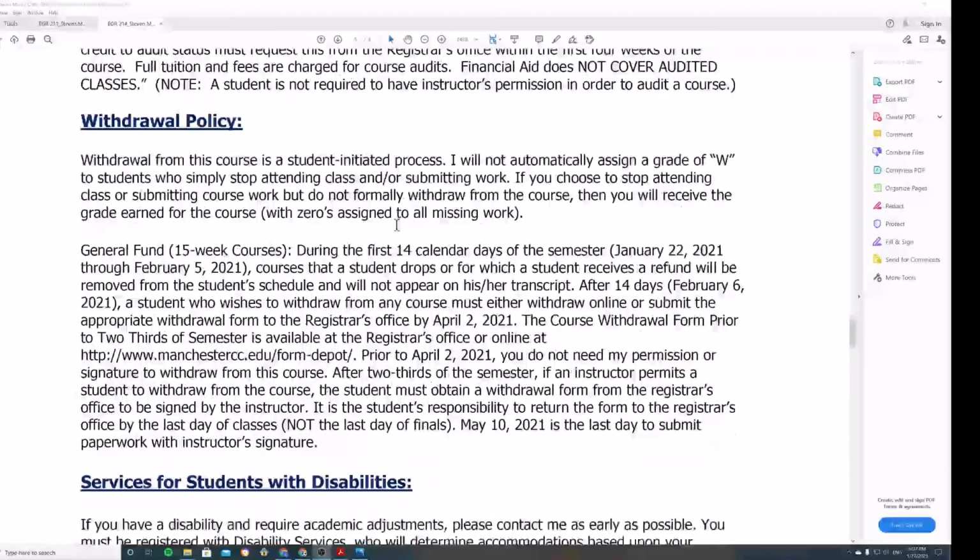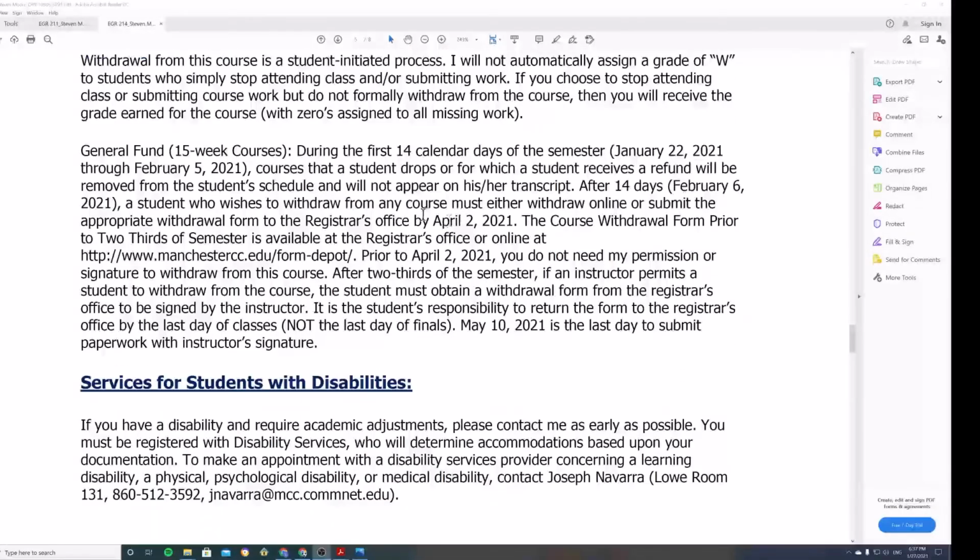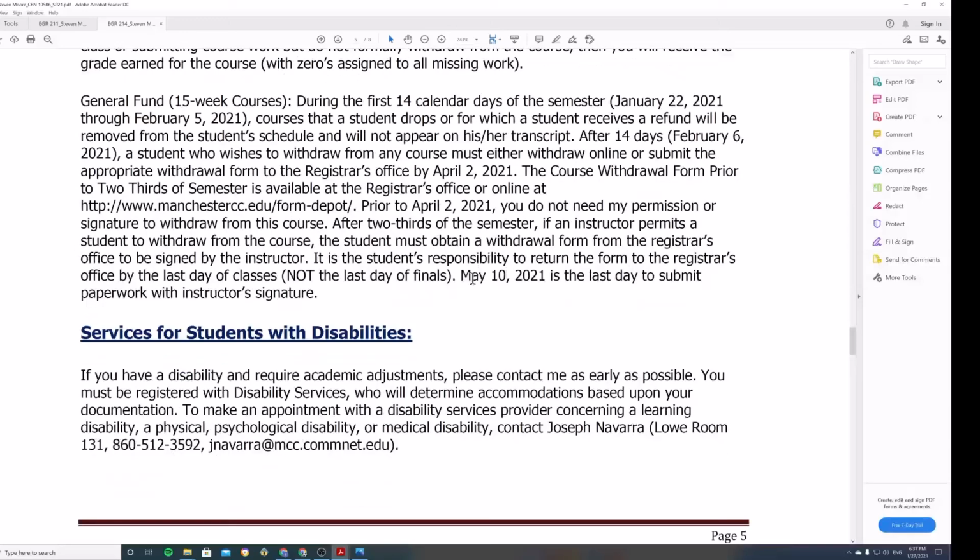Okay. Withdrawal policy, here's the date, April 2nd. That's the date up to which you don't need my permission. After that, all the way up through the last day of classes, you can get permission. And I've always signed the forms for withdrawal. This is before finals, but don't wait until the last day. Make sure you submit the request and give at least a few days so we can make sure this actually gets submitted and everything's fine, okay? So try to meet that by a few days if you can.